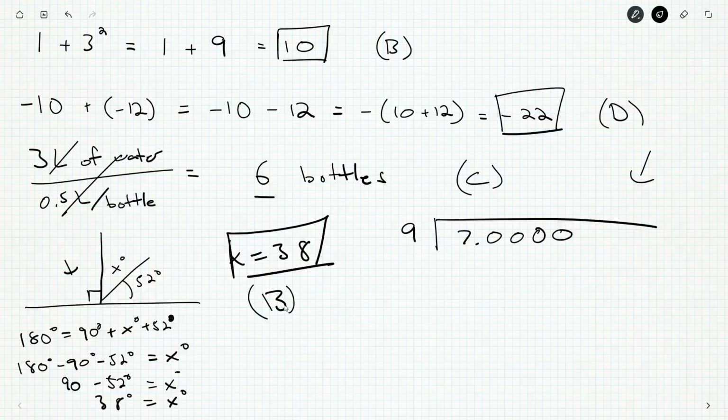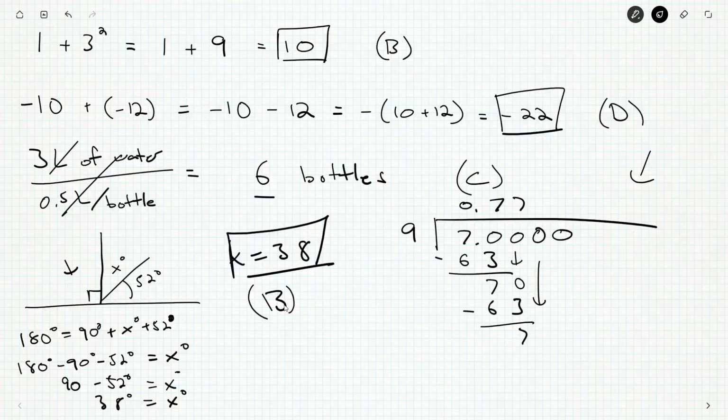Okay, how many times? Well, 9 times 7 is 63. So, okay, it goes in 7 times. 7 times 9, 63. And we subtract and we get another 7. Okay, well, we know how many times 9 goes into 70. 7 times. You get a 63, and you subtract. You get a 7, you bring down the other 0. Another 70. And you can keep going for this as long as you want.